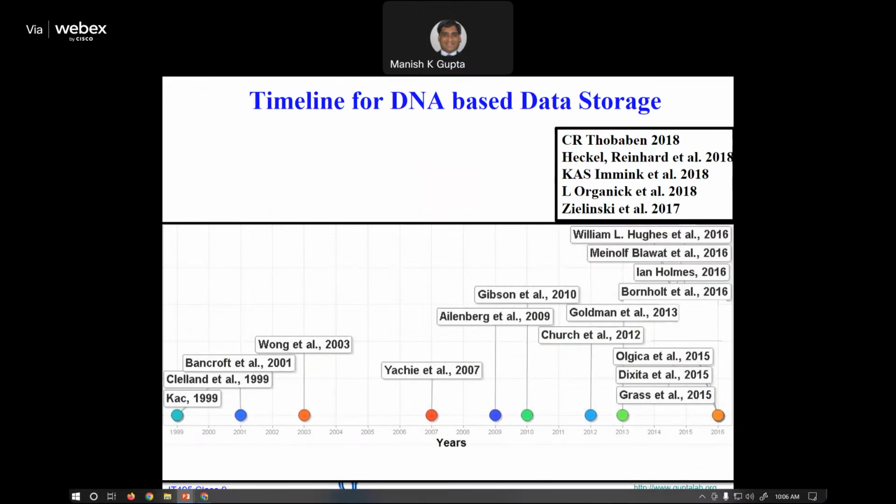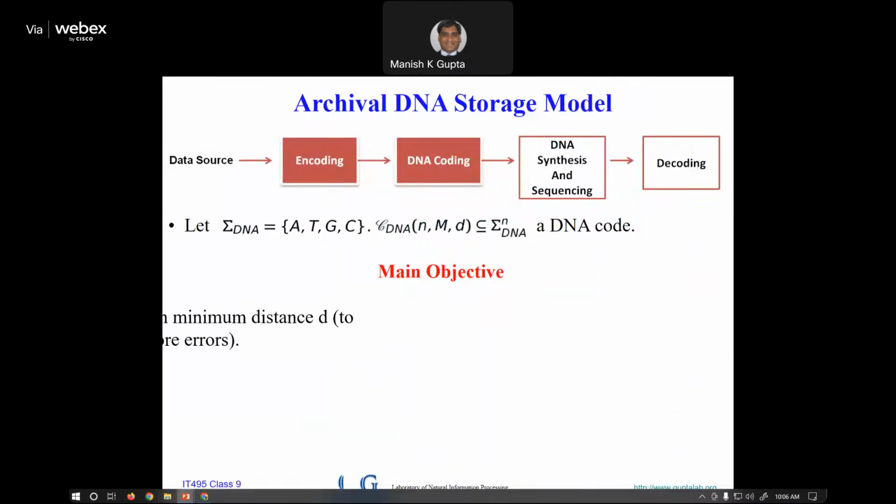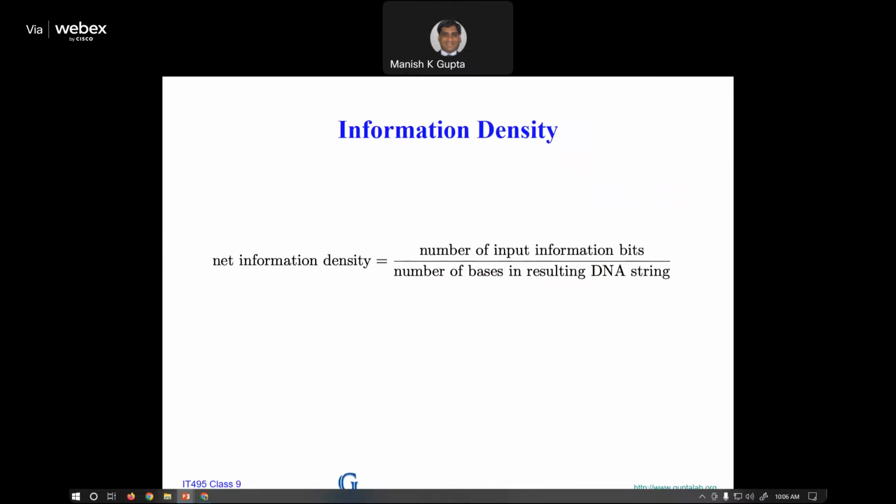So as you know, first of all, as I mentioned, there are two important things. One is net information density. When we want to store data into DNA, we want to know what the size is. Normally, if we don't have any error correction, when we want to convert bits to ACGT, two bits are required, right? 00, 01, 10, 11 map to ACGT, right? It's a very, very basic thing.